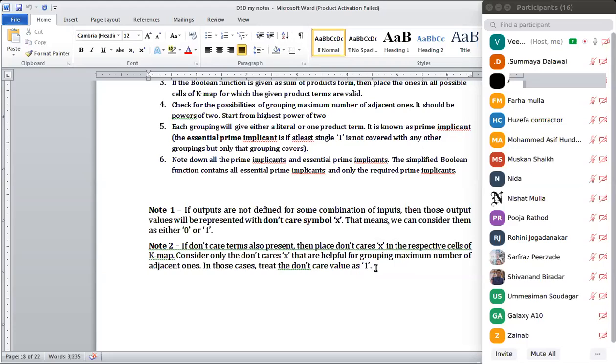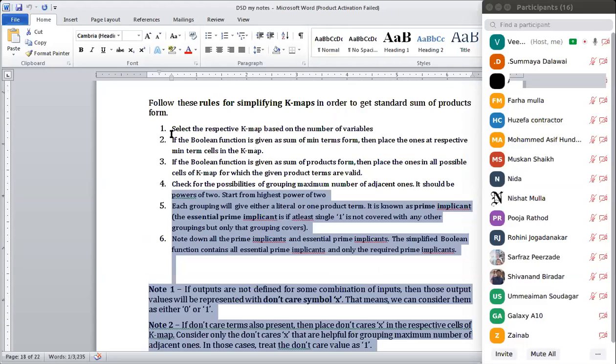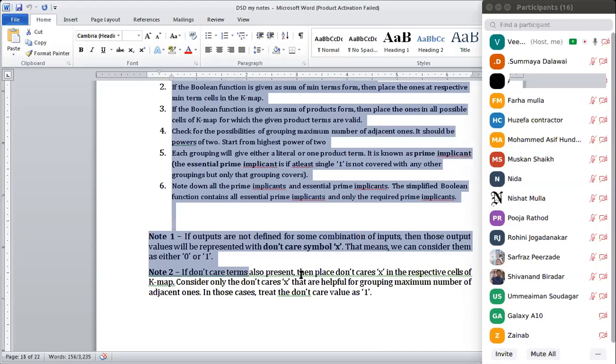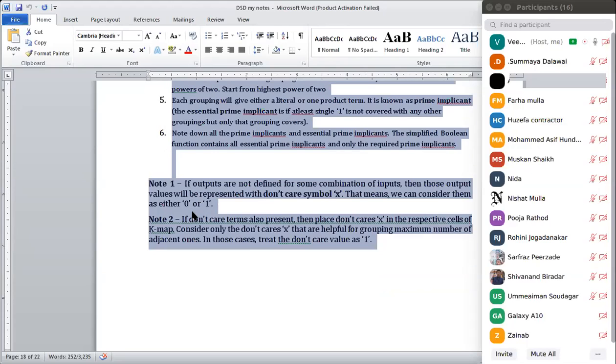So if you want to make the maximum number of groupings, and if you are not getting a 1, then we can consider X as a value 1, then we can include this X in the group. Hopefully, I don't know whether you understood this theory or not, but when we go for an example with a practical, then it will be very easy to understand.